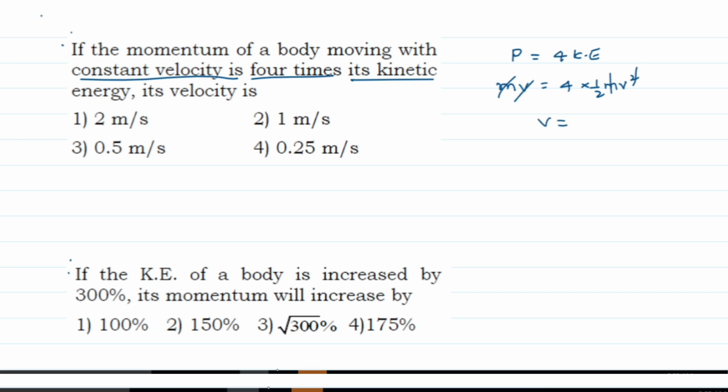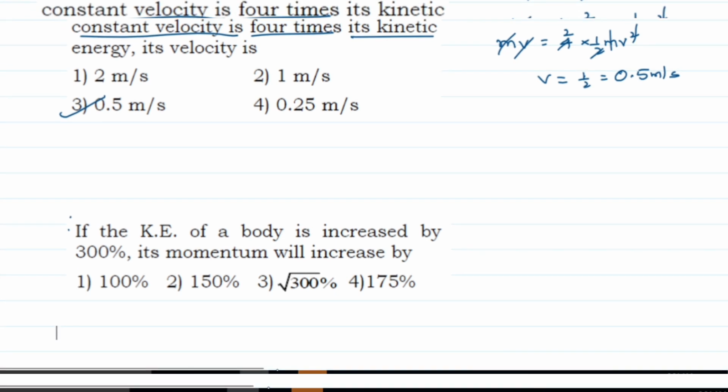Now v equals 2 times, here it becomes 1 by 2, which is nothing but 0.5 meter per second. So here its velocity is 0.5 meter per second, which is the correct answer. Now let us see the next question.